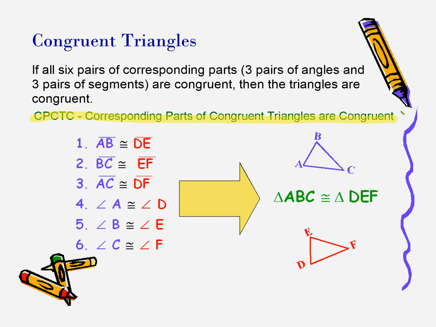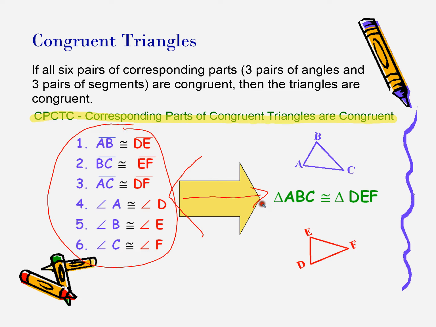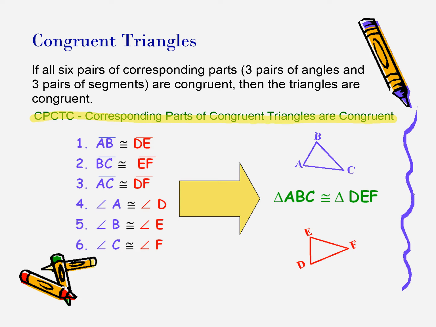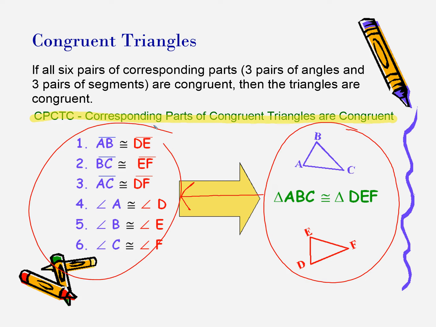So this goes both ways, and I wish this was a double arrow here, like an arrow pointing in both directions, because if all 6 corresponding parts are congruent, then the arrow goes this way, we know the 2 triangles are congruent. But we could also go the other way, and we could say if we know these 2 triangles are congruent, then all the corresponding parts are congruent. So that arrow could go both ways, and that's the definition of congruent triangles.